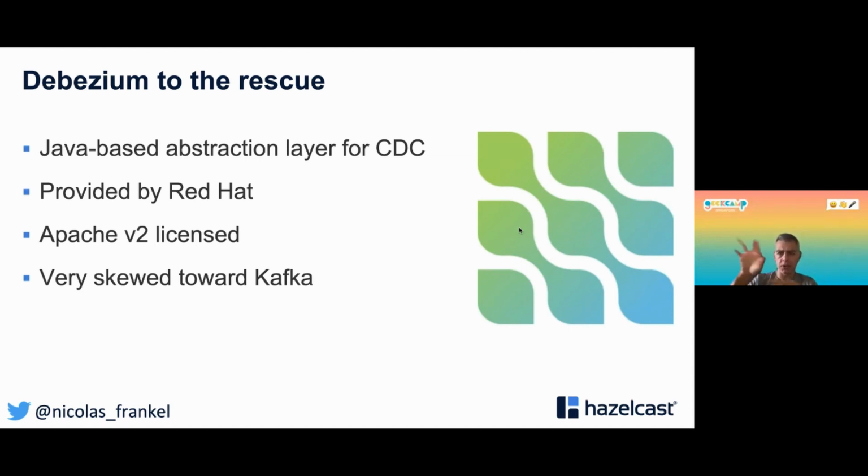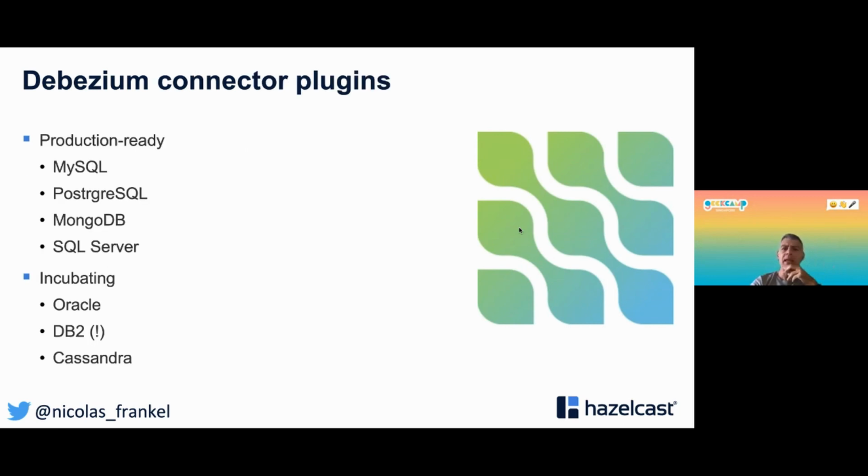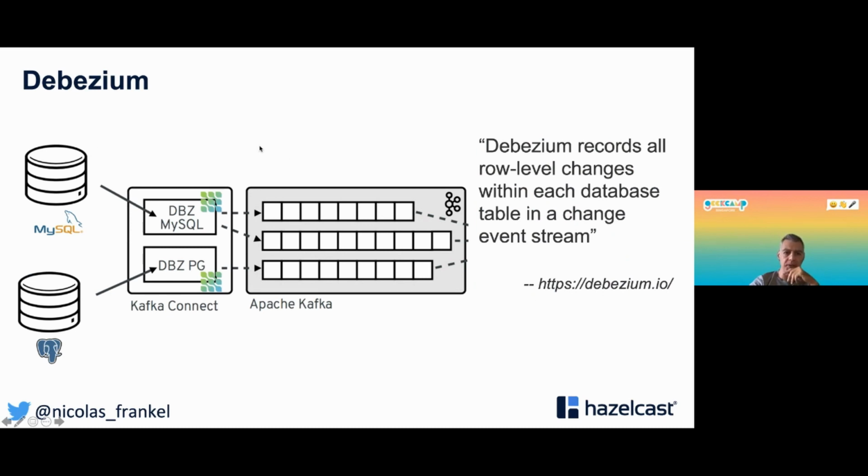So basically, I will show you the architecture, but basically, you should use Kafka. And as I mentioned, it's an abstraction. It's like for JDBC, you have an API, and then you have different implementations that you can plug in. Here you can see there is a production-ready connector for MySQL, for Postgres. There is one incubating for Oracle, whatever. And normally that's the standard use case.